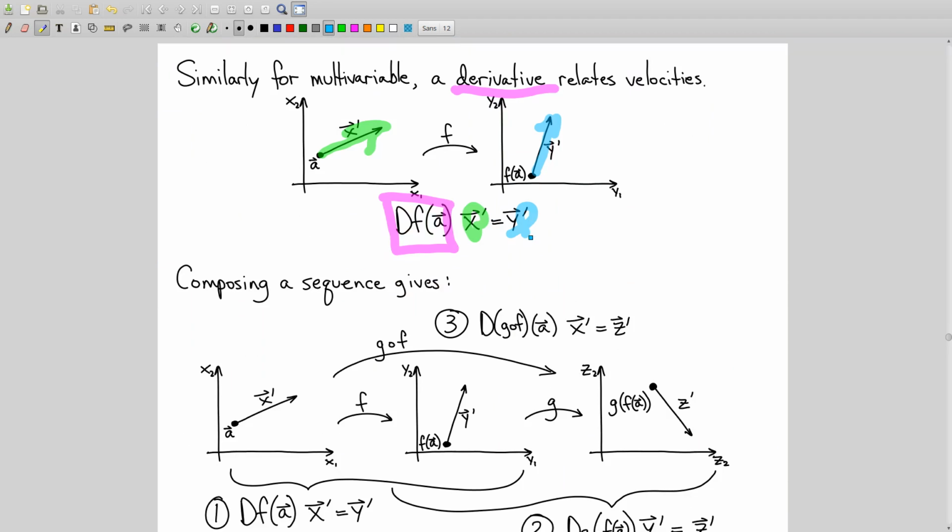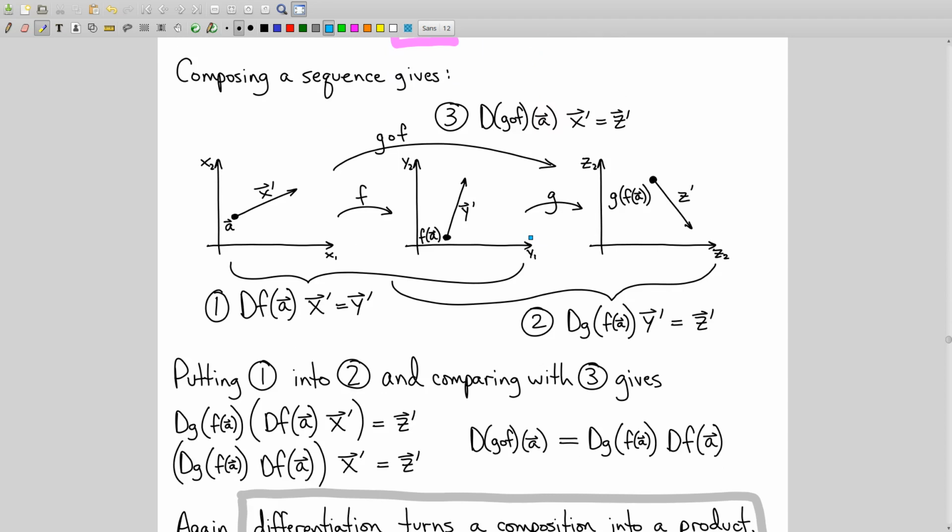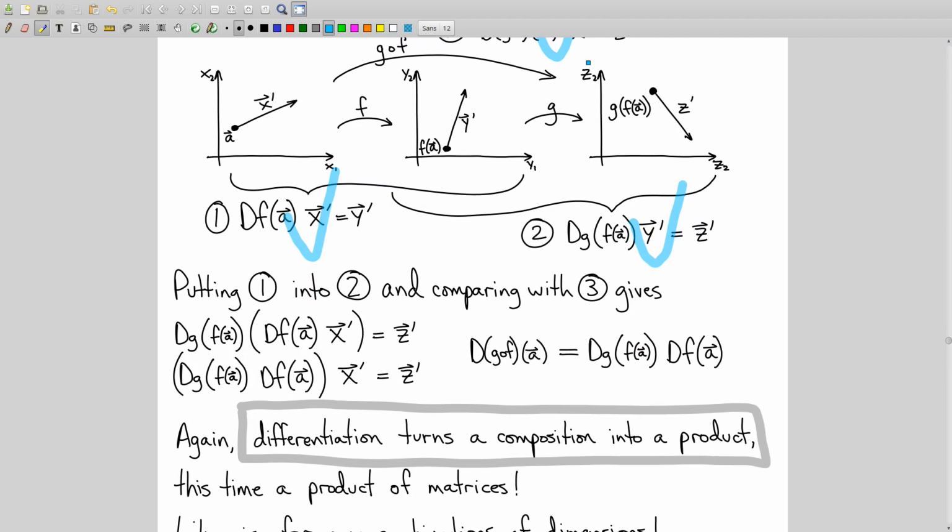You can then, again, compose. You have two multivariable functions. Here I have f, a multivariable vector valued function, and I'm composing that with g, also a multivariable vector valued function. And again, you can write down all the statements about how, for each one of these, the derivative is a matrix factor. But just like in single variable, you can plug the one into the other and compare.